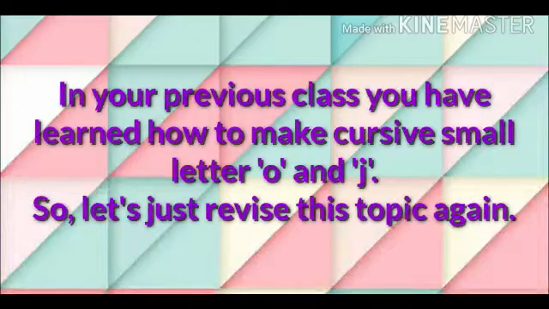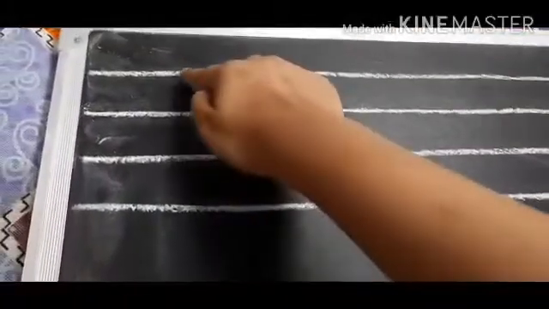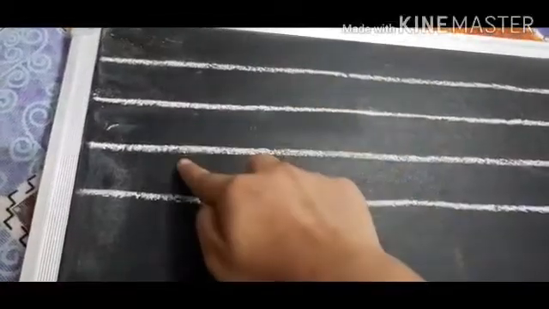In your previous class, you have learned how to make cursive small letter O and J. So let's just revise this topic again. Firstly, we will revise how to make cursive O. To make cursive O, we will begin from our third line. First, second and third.